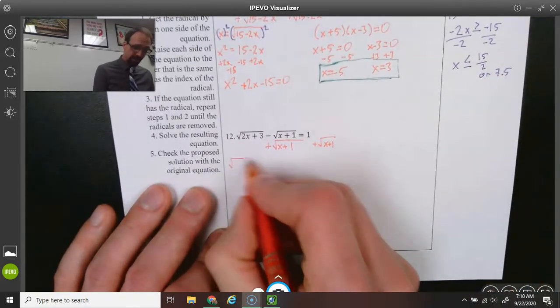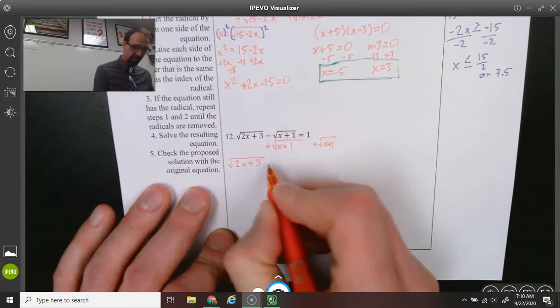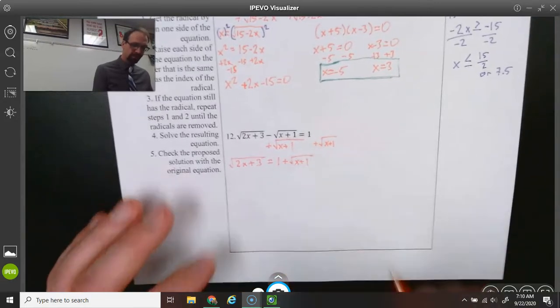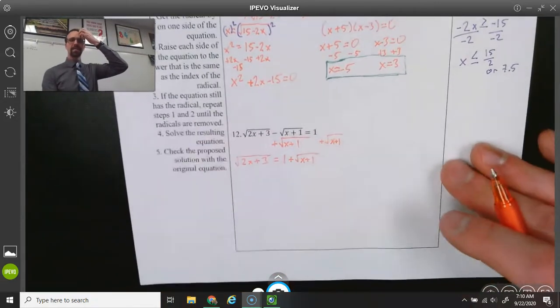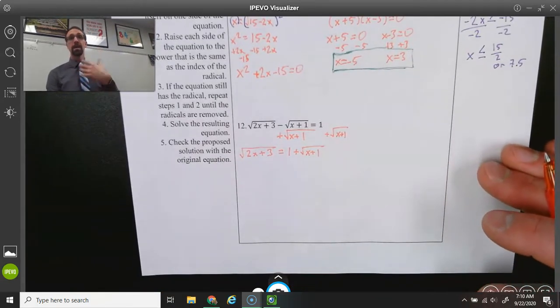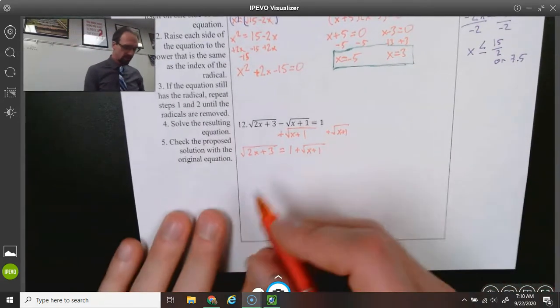So on the left-hand side, we have 2x plus 3 is equal to 1 plus the square root of x plus 1. All right, next step. Now we need to square both sides. The reason is because we're taking the square root. Squaring undoes square rooting. So if I square both sides.